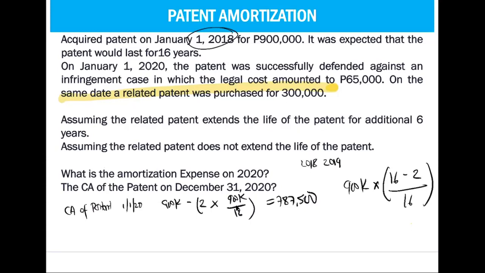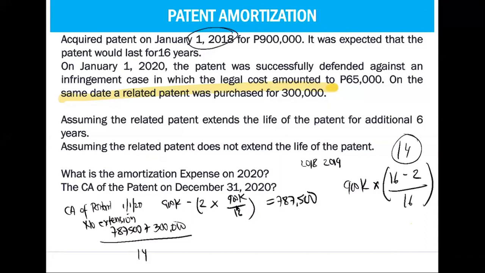So since we already computed the carrying amount of the patent at 787,500, we get the cost of the related patent, which is 300,000. If ever there's no extension of life, what is the remainder years? 16 less 2 is 14 years. And then, if there is an extension, meaning 787,500 plus 300,000, if there is an extension, you have additional 6 years. So 14 plus 6.